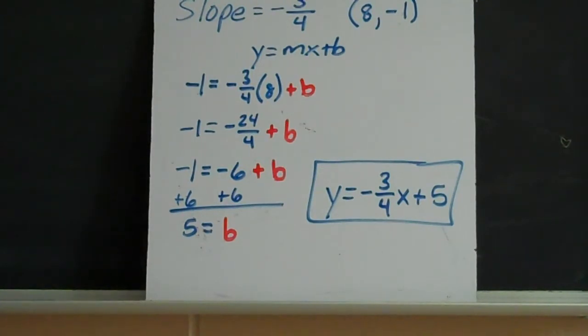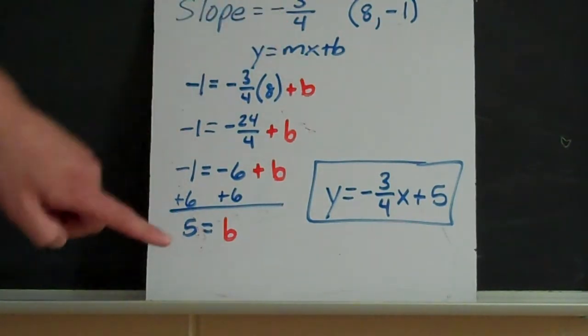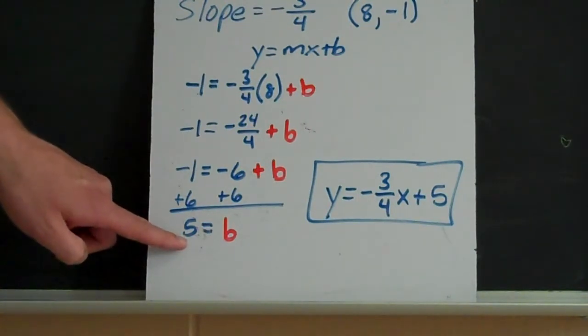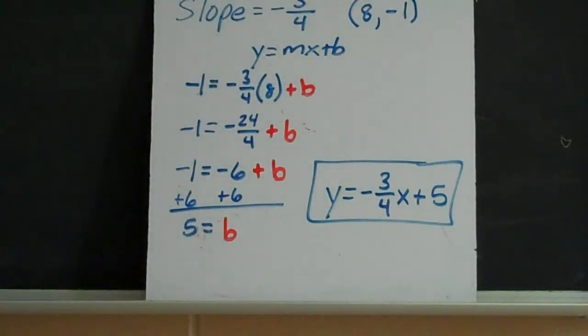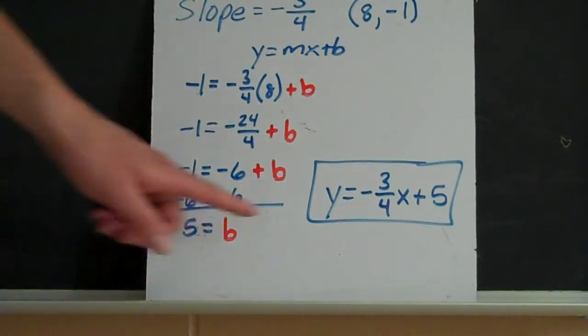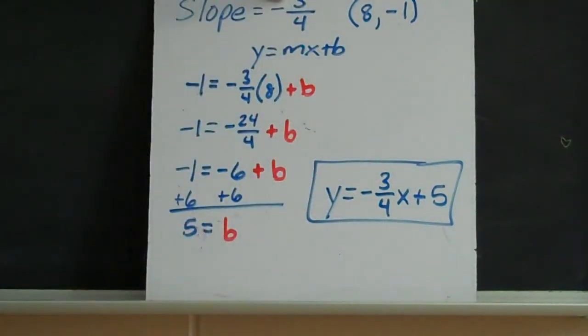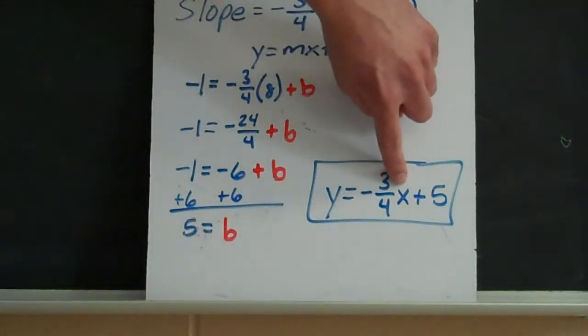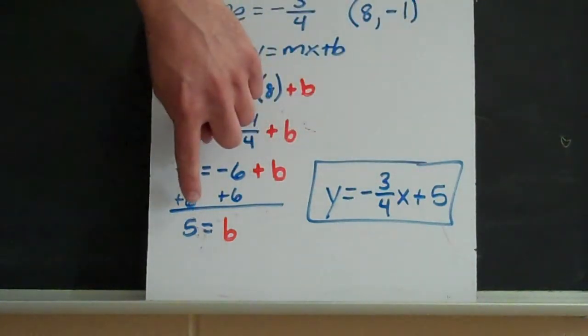We write our equation by taking our slope and plugging it in for m, and our b value and plugging it in for b. So y equals negative 3/4 times x plus 5.